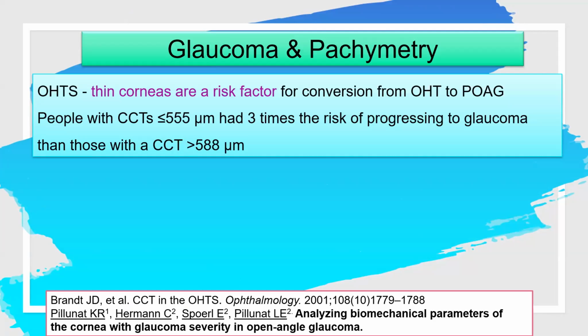So the OHTS study, the Ocular Hypertension Treatment Study, said that thin corneas are a risk factor for conversion of ocular hypertension to primary open-angle glaucoma. In patients with corneal thickness of less than 550 microns, the risk of progression to glaucoma is almost 3 times. So you need to be very, very careful in patients who have a thinner cornea.